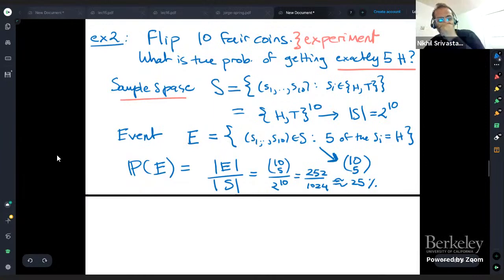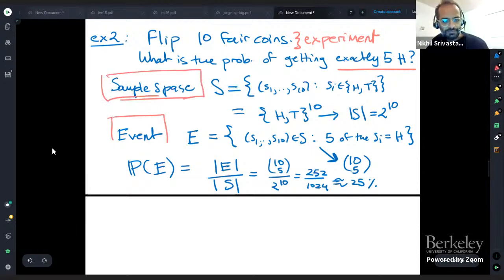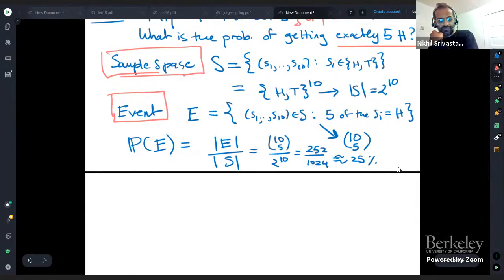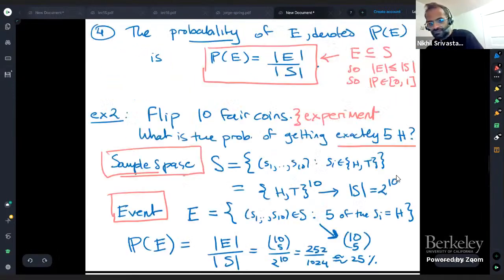It's a simple example, but what I'm trying to drill in here are these 3 key concepts of experiment, sample space, and event. Okay. Let's do another gambling-related example, since I guess this is where this comes from.